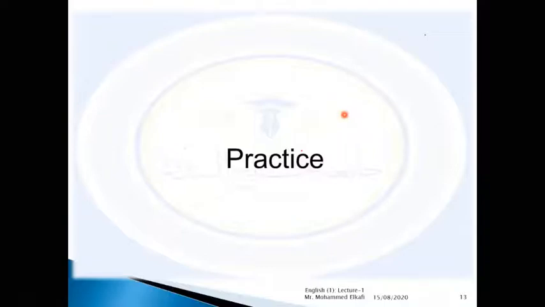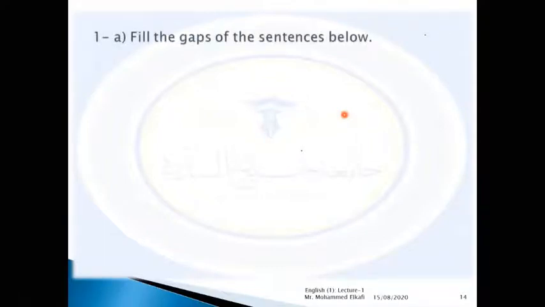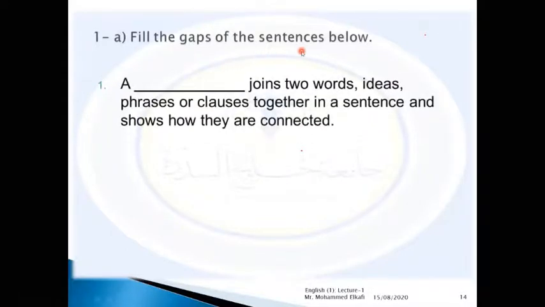What about practice? We have some samples here. The first question, for example, of this type of lesson: fill the gaps of the sentence below. A dot dot joins two words, ideas, phrases, or clauses together in a sentence and shows how they are connected. So what connects words and ideas and phrases? Yes, you are right. It's what? A conjunction, right?